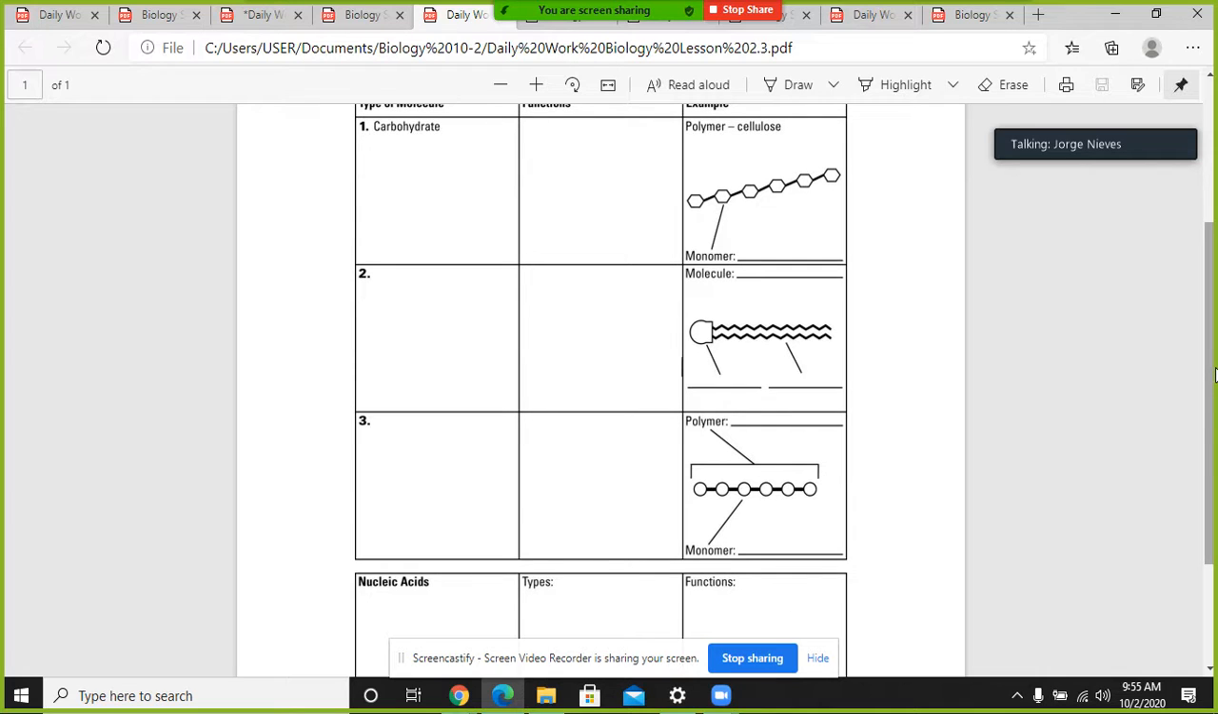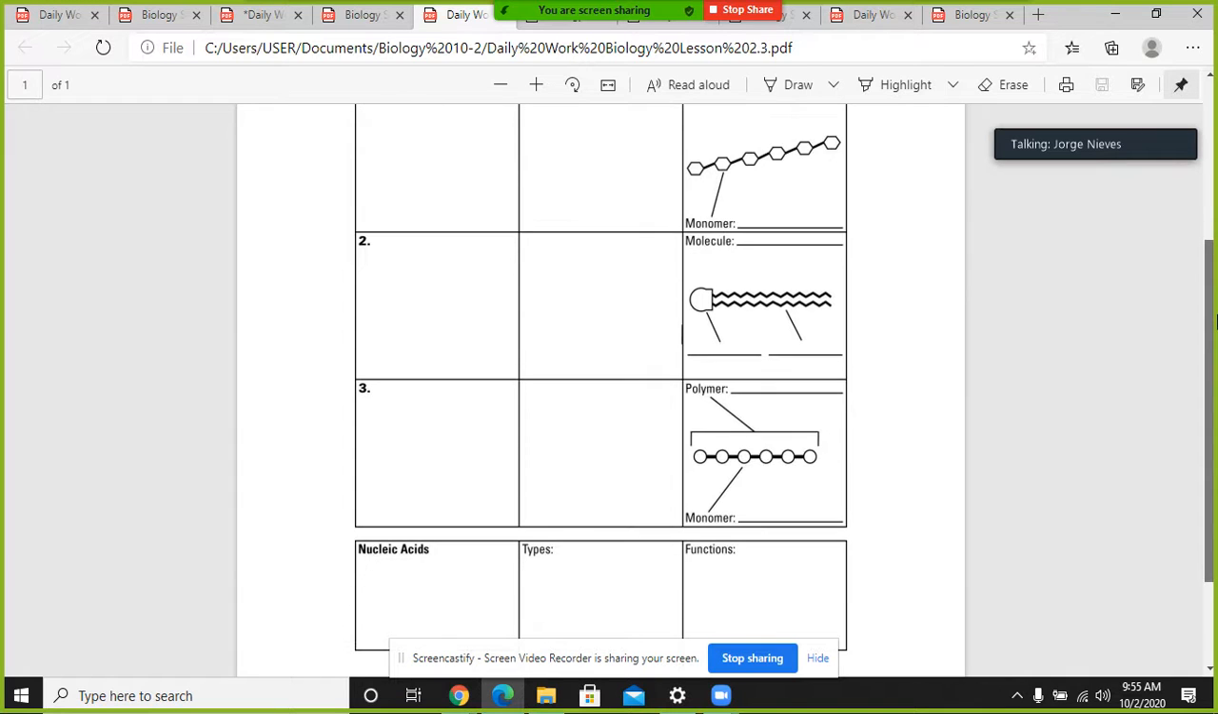Y ese fosfolípido, phospholipid, has two parts, ¿ok? Tiene un fosfato, ¿verdad? Un fosfato es la primera parte. En la cabecita, si podemos decir, es un grupo de fosfato, a phosphate group. Y después la cola, que sería un non-polar fatty acid tail. Esas son las dos partes de ese fosfolípido, ¿ok? ¿Dudas, preguntas? Eso también está en su libro.